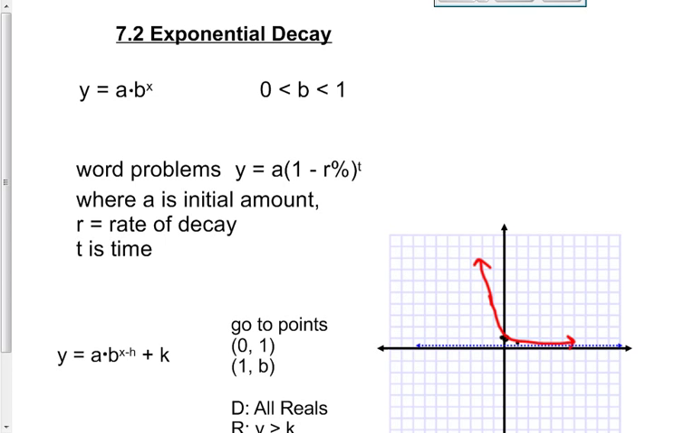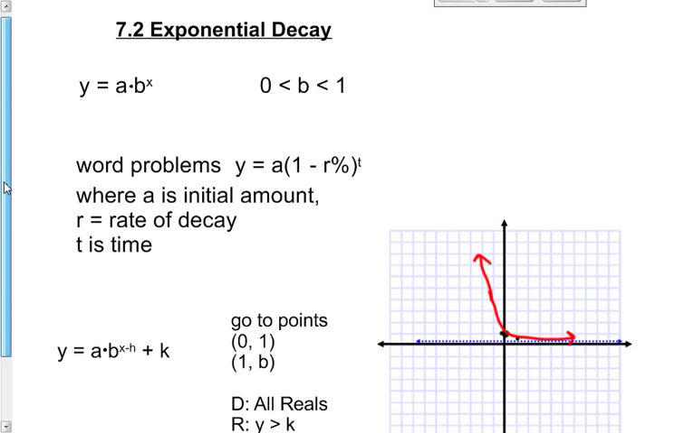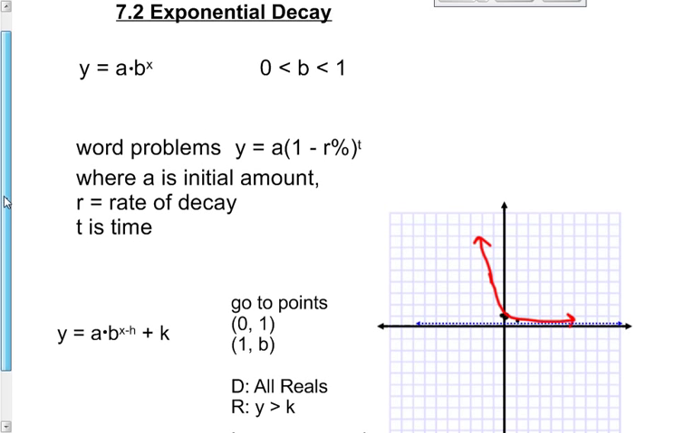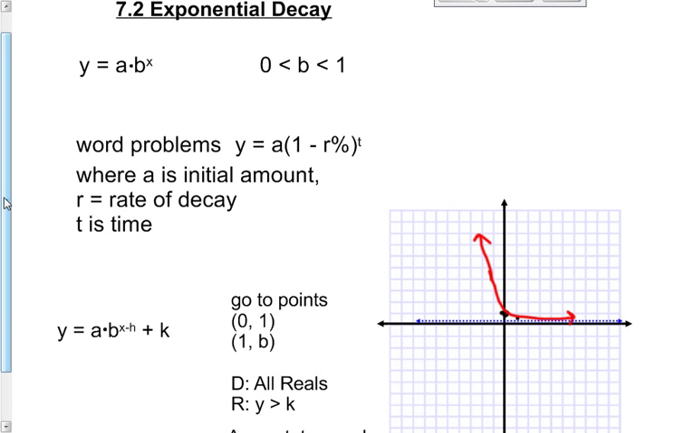The equation we're going to use for exponential decay is still the same, y equals a times b to the x, except this time your b value is going to be fractional. It's going to be a number between 0 and 1. So that's the clue to look for to decide if it's growth or decay. Do you have a whole number for b, like 2 to the x, or do you have a fraction for b, like 1/2 to the x? Today we're looking at fractions.